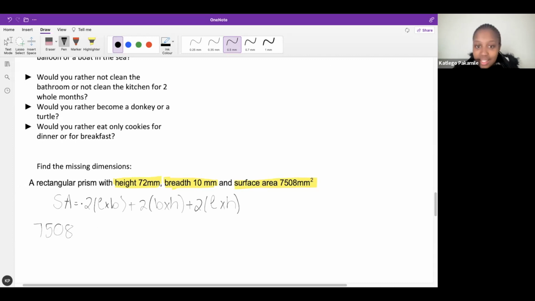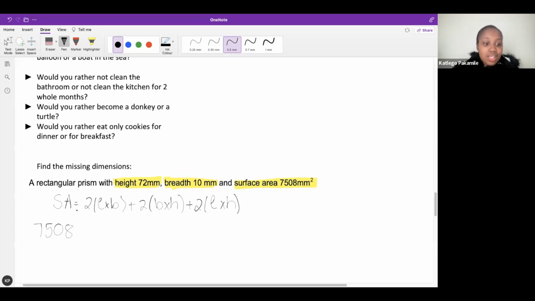7,508. That's the surface area, isn't it? Think about it. They're saying surface area is this much, and this formula says surface area. So wherever you see surface area, you must substitute the surface area. In this case, we're not working it out. We have been told.